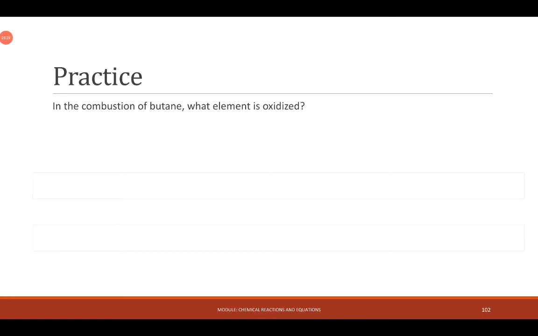Here's another practice problem for you. This one says, in the combustion of butane, what element is oxidized? Go ahead and pause the video and try to work this out on your own. Unpause the video when you would like to check your work.